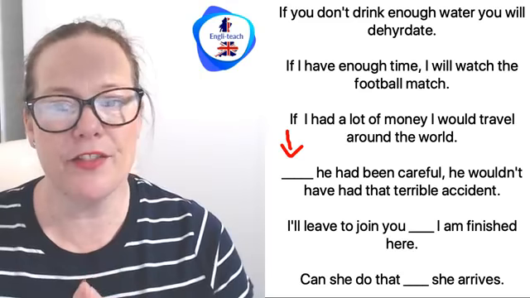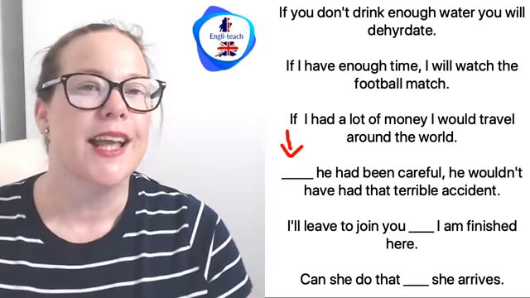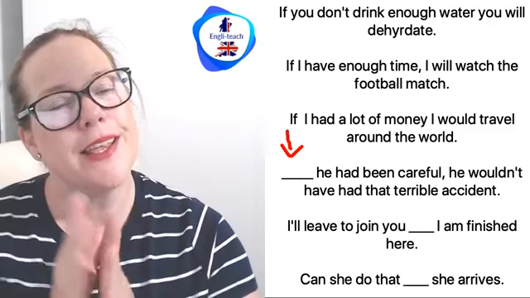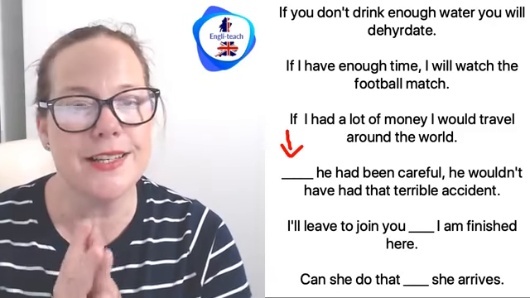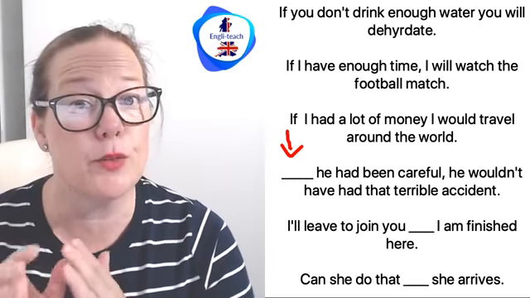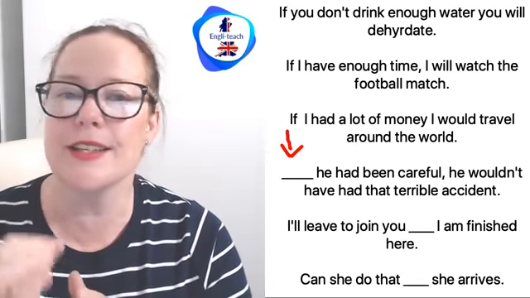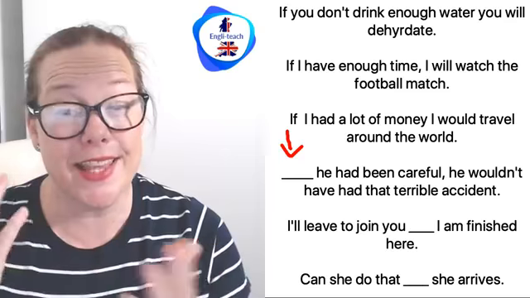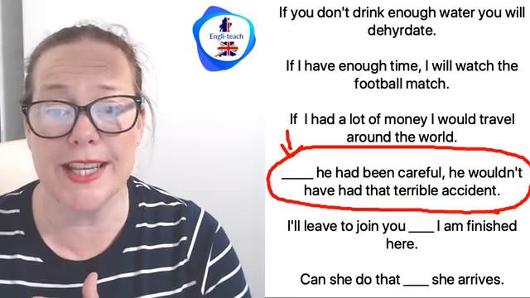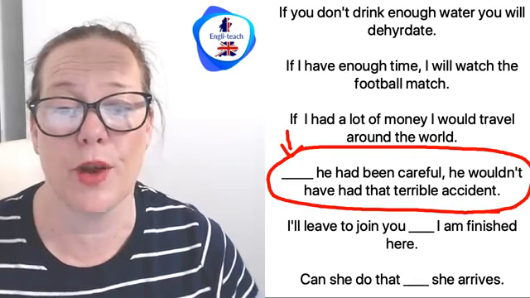He had been careful. He wouldn't have had that terrible accident. Now look very carefully at the structure of this sentence, because this is a typical type of sentence using expressive grammar that most native English speakers would use. Non-natives would not or would rarely construct a sentence in this way. And this particular sentence is a very good way of you seeing a very well structured sentence in English, mixing a couple of different grammar points.